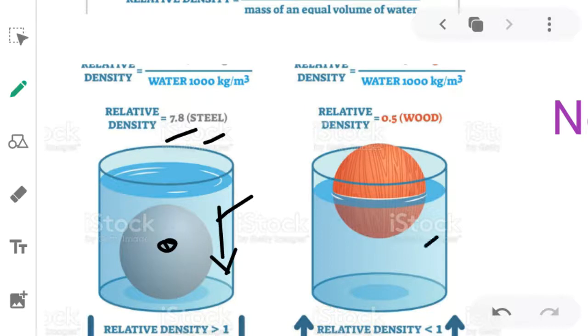Next, coming to the second diagram, the relative density of wood, a round ball of wood, is 0.5. The relative density of water is 1. As the relative density of wood is less than water, it floats above the water surface.